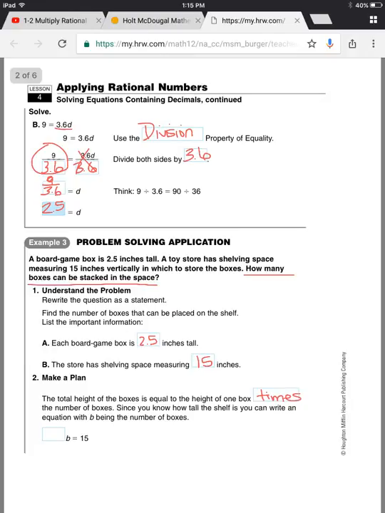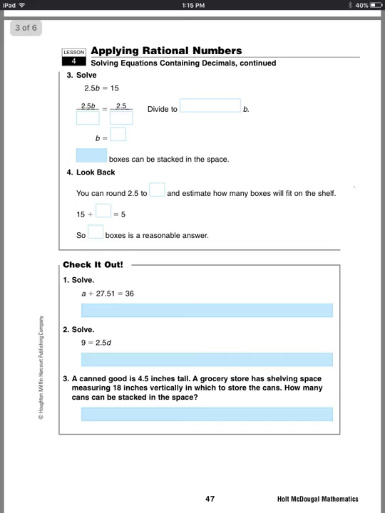So, since you know how tall the shelf is, you can write an equation, with b being the number of boxes. So, 2.5 inches times the number of boxes is what we need to have equal 15. We're looking for b, okay? When we multiply b times 2.5, we should get 15 to see how many boxes can fit on that shelf.